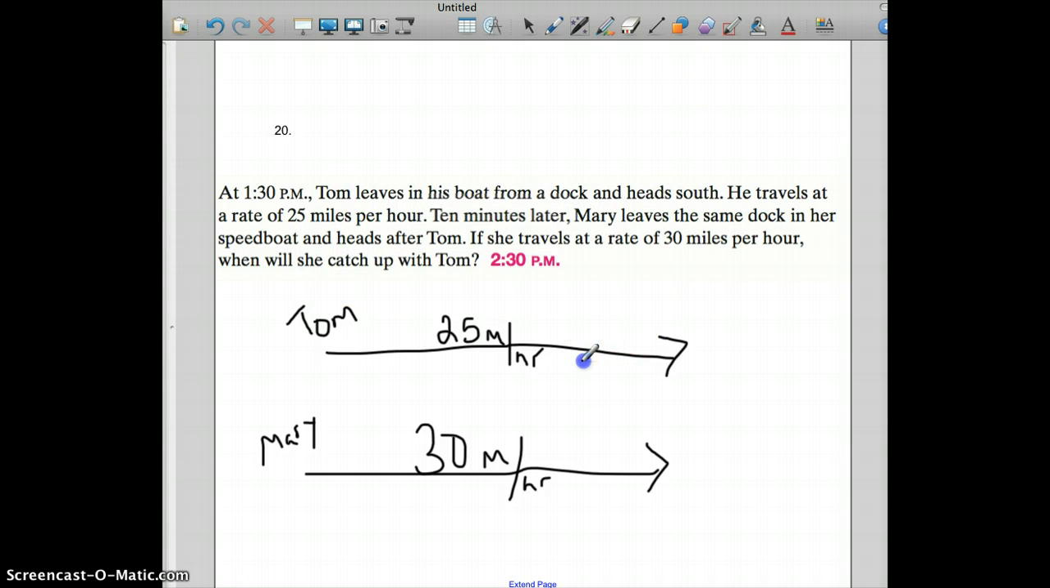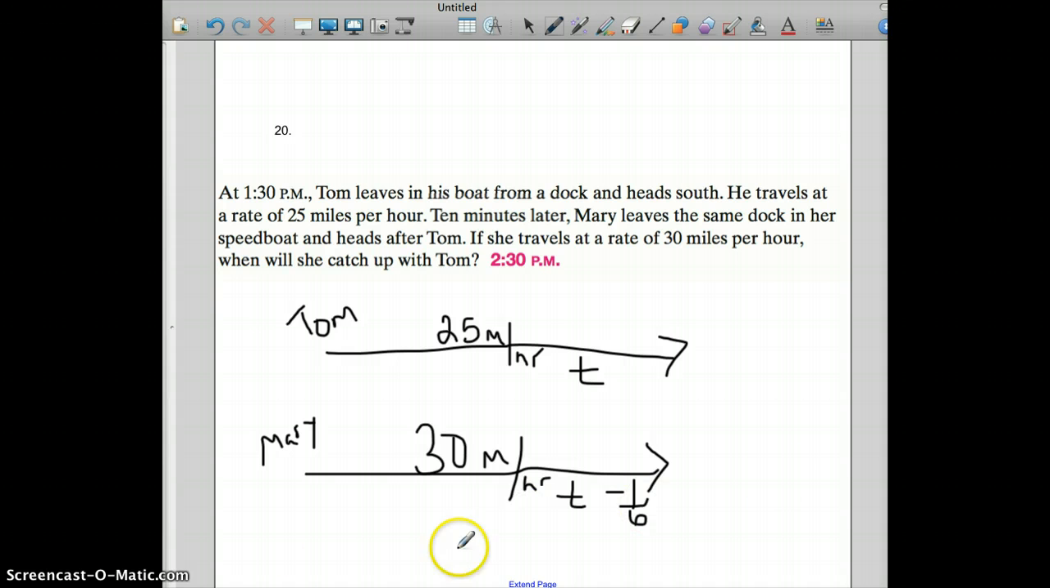So if we let Tom's time be T, Tom's time will be T, and Mary's time is going to be T minus 10 minutes. But again, we want to keep our units consistent, so 10 minutes is 1/6 of an hour. 10 over 60 reduces to 1/6.